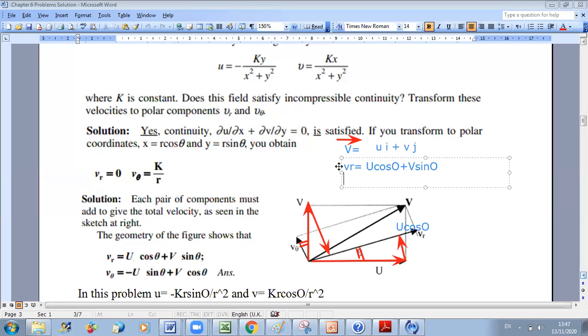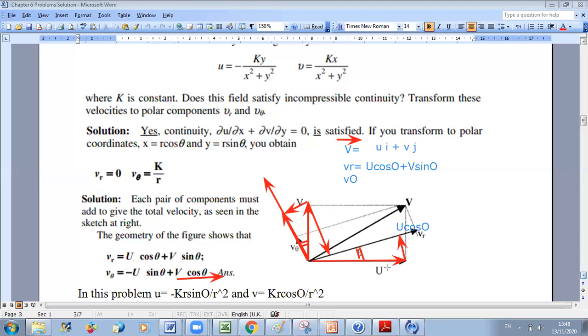Now I will do the same approach for V theta. If I look at my figure, U theta makes with V an angle of theta. So when I want to project V on U theta, I should do plus V cosine theta. So here, this is the direction of U theta. If you project V on U theta, you get this vector. The magnitude is V times cosine of this angle. So this is why it's V cosine theta here.